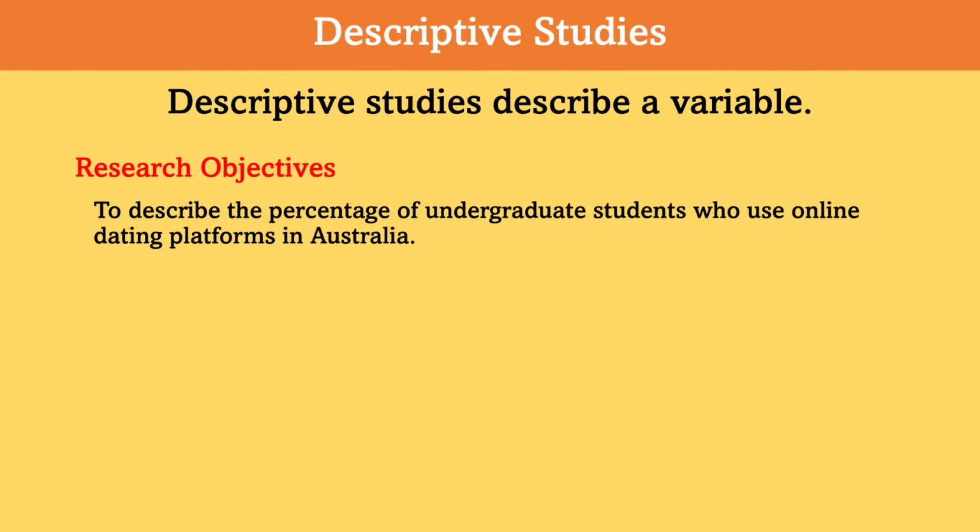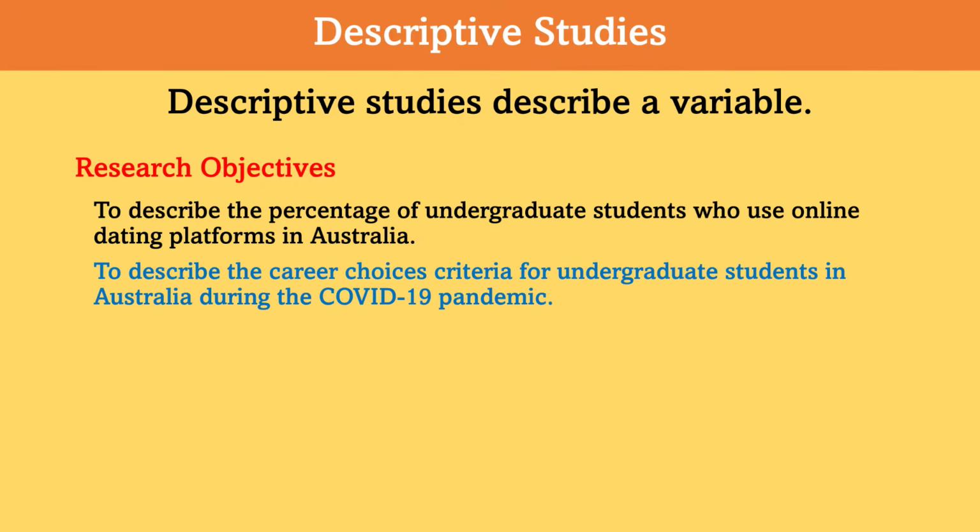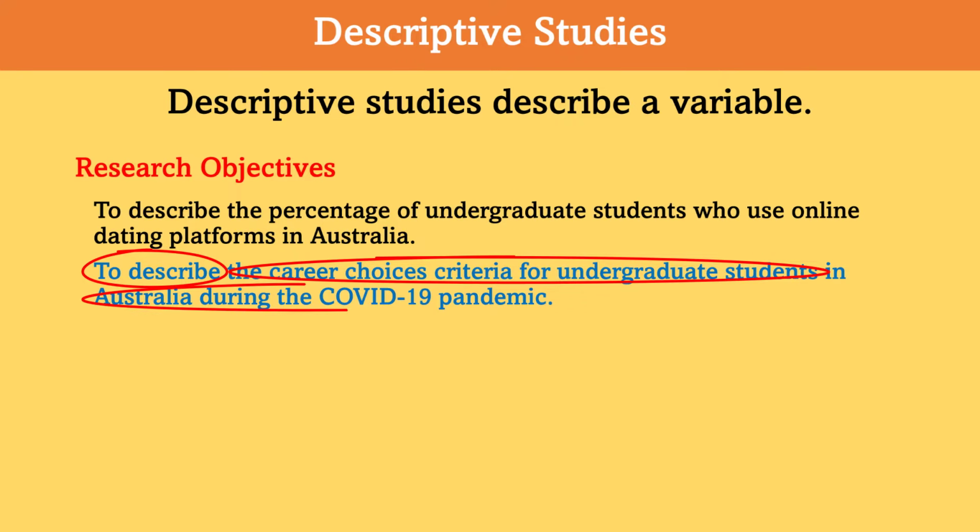For example, to describe the percentage of undergraduate students who use online dating platforms in Australia, or to describe the career choice criteria for undergraduate students in Australia during the COVID-19 pandemic. As you can see, this objective starts with "to describe," followed by the concept or variable of interest, which is the career choices criteria for undergraduate students, and then the context, which is in Australia during the COVID-19 pandemic.